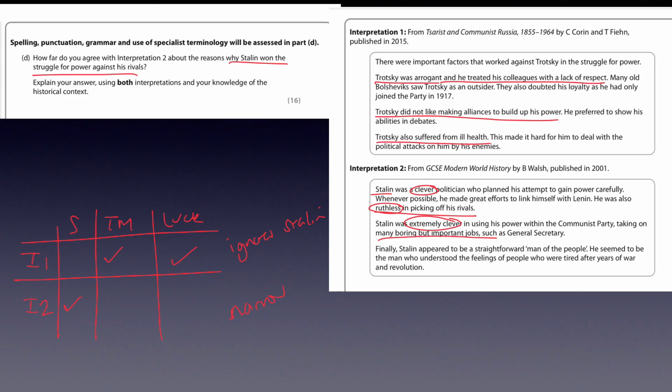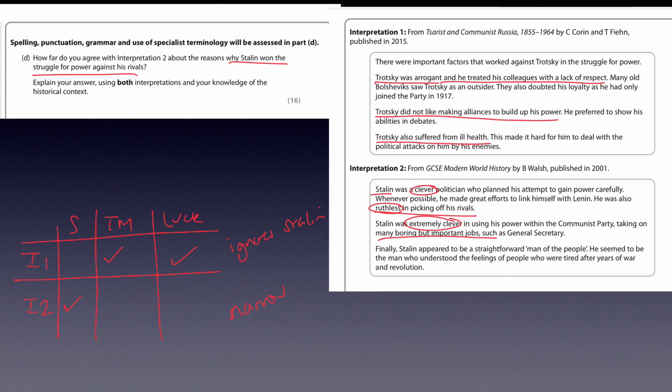So we have the example here then about why Stalin won the struggle for power against his rivals. So you'll see that I've got Stalin, Trotsky's mistakes and luck as my issues. And then I've got I1 and I2, and I've ticked from the sources and underlined. Obviously you'd use a highlighter in the exam, but it comes up a bit weird on the screen. Anything that I think might be a short, sharp quote that I might be able to use.